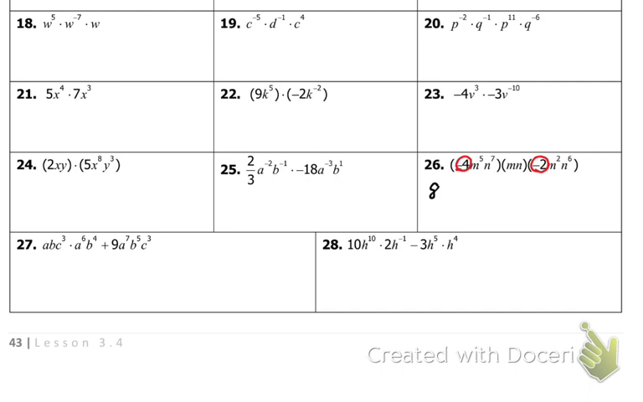Now remember, when you multiply, you don't need like terms. Well, kind of. You need to have the same bases. So I'm going to notice this m. This m right here appears 3 times.